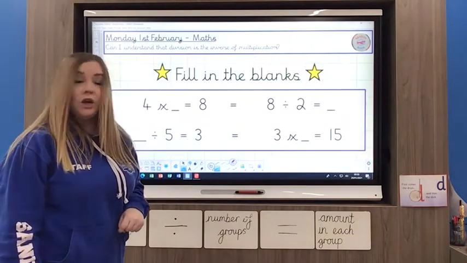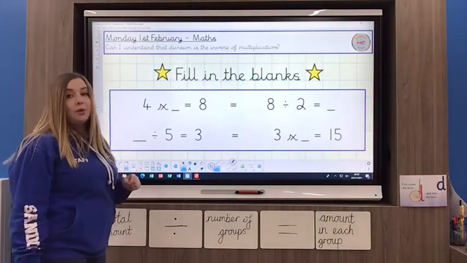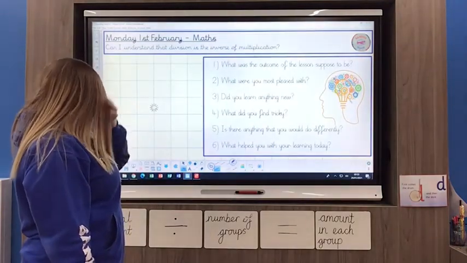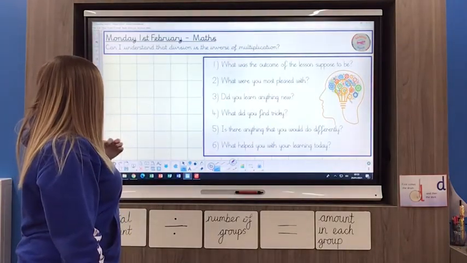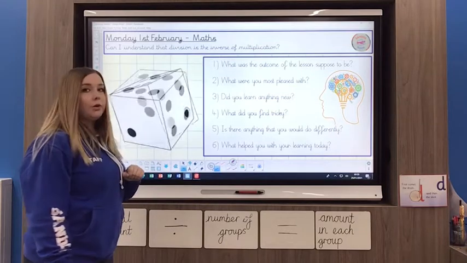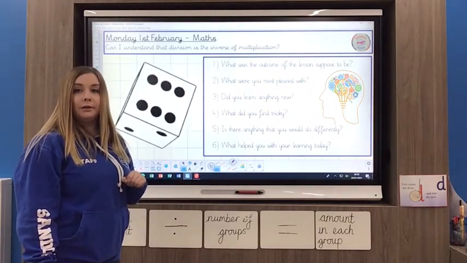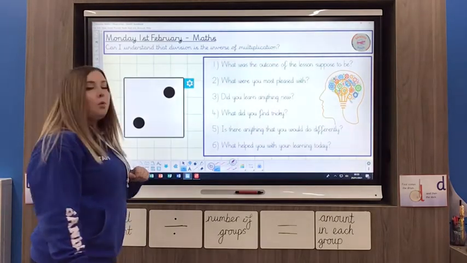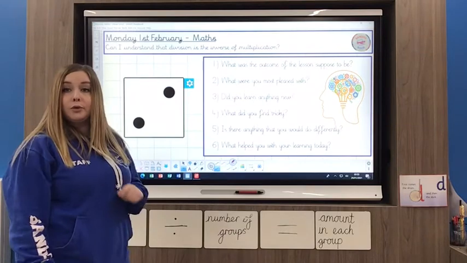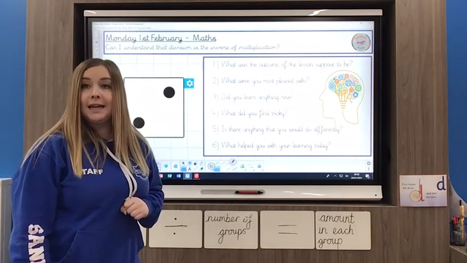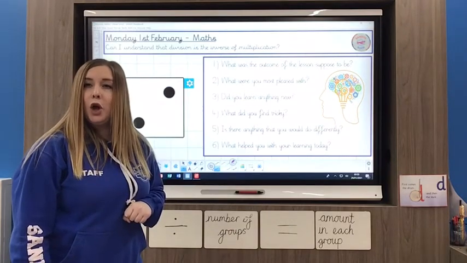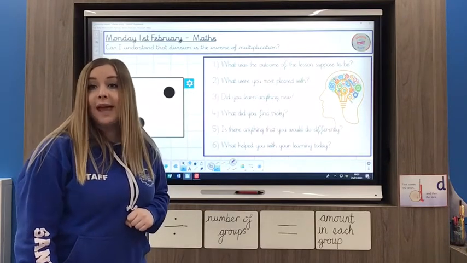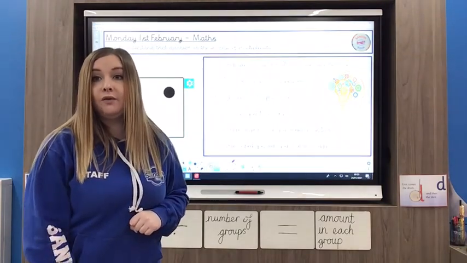Well done for that then, Year 4. And just before we finish, let's have a little think about our learning today. Let's roll our dice. What number will it land on? Number 2. What were you most pleased with today's learning? So have a little think. What are you really proud of yourself for achieving? Don't forget to take a picture and send it to the Year 4 email address.